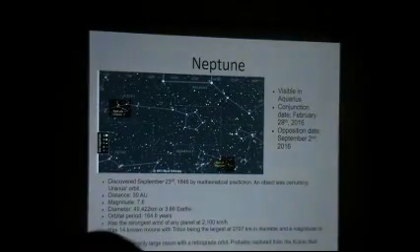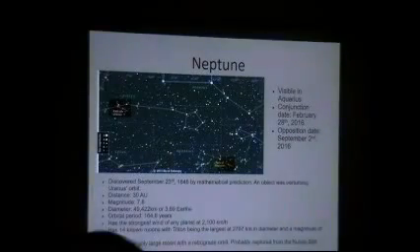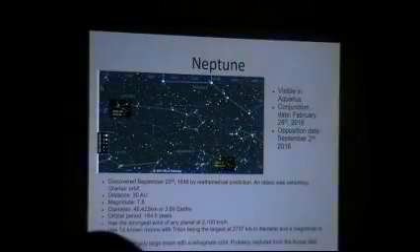And Triton, its moon, is the largest moon with a retrograde orbit. So it's probably been captured from the Kuiper Belt.